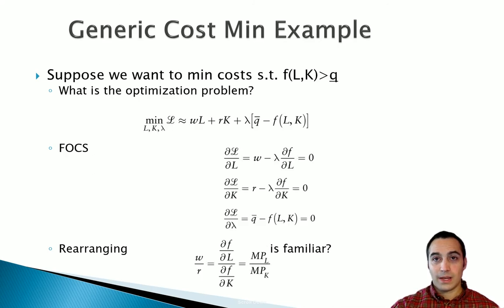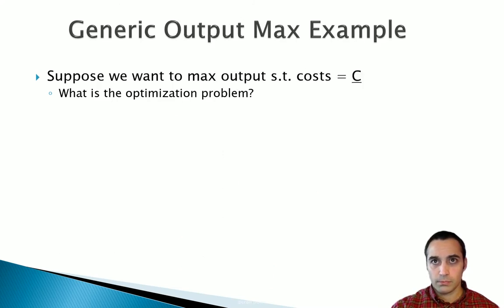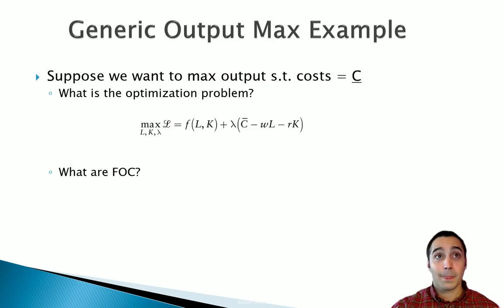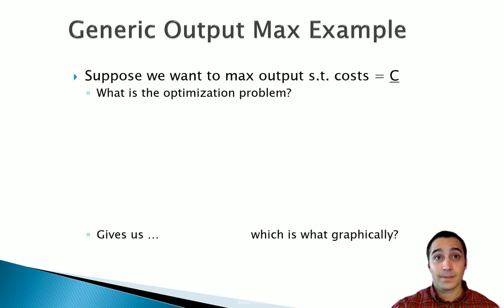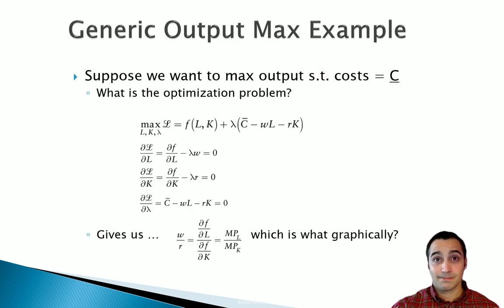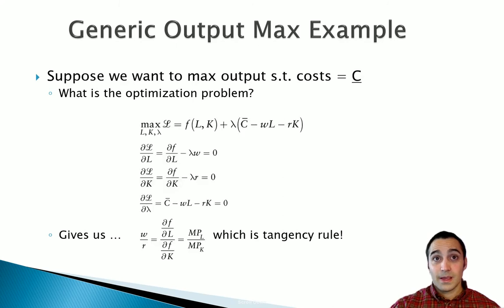Obviously, we could rearrange them by setting these 2 equal through the lambda term. If you do that, you're going to find W over R equals MPL over MPK. Does this function look vaguely familiar? What did we find when we did the consumer problem? See if you can remember. You'll note that W over R equals MPL over MPK. That is the tangency rule.